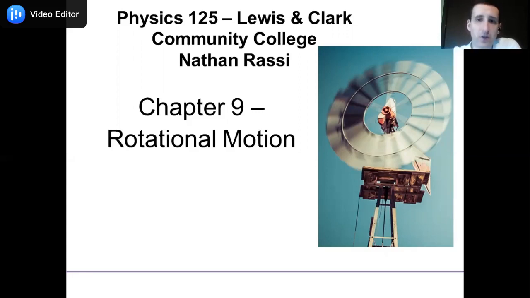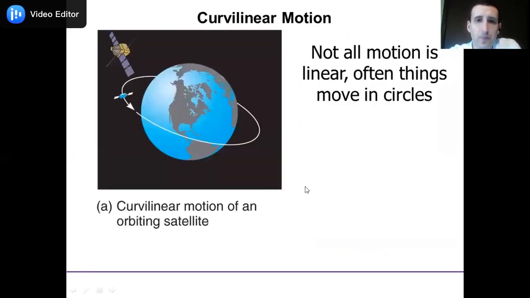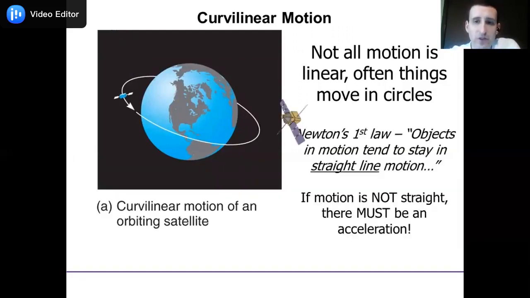So rotational motion, clearly you can see this windmill is spinning in a circle, so we need to talk about this. It's a very common type of motion in our world, although it's not what Newton's first law would have told us, right? Newton's first law said objects in motion tend to stay in straight line motion. So rotational motion does not just happen.